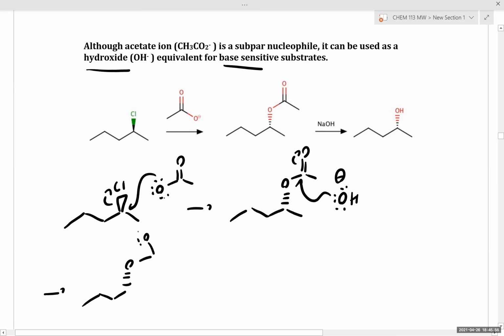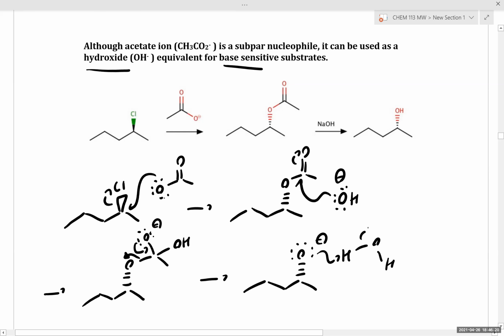We will generate a tetrahedral intermediate. And then from here, we'll kick out our leaving group, which in this case is our alkoxide fragment. And that gives us our desired free alcohol after quench.